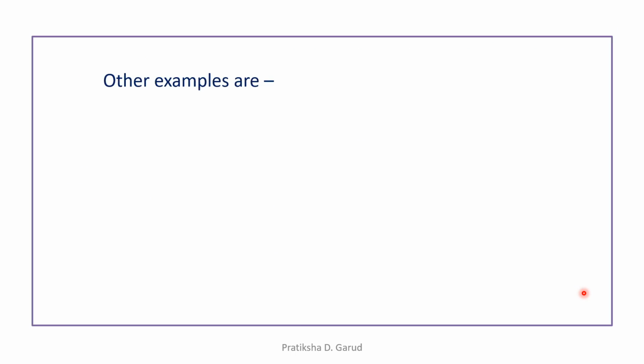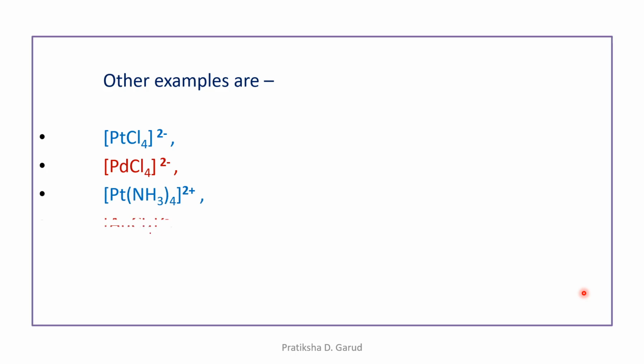Other examples for this are [PtCl4]2-, [PdCl4]2-, [Pt(NH3)4]2+, and [AuCl4]-. So these are the various examples of square planar complexes.